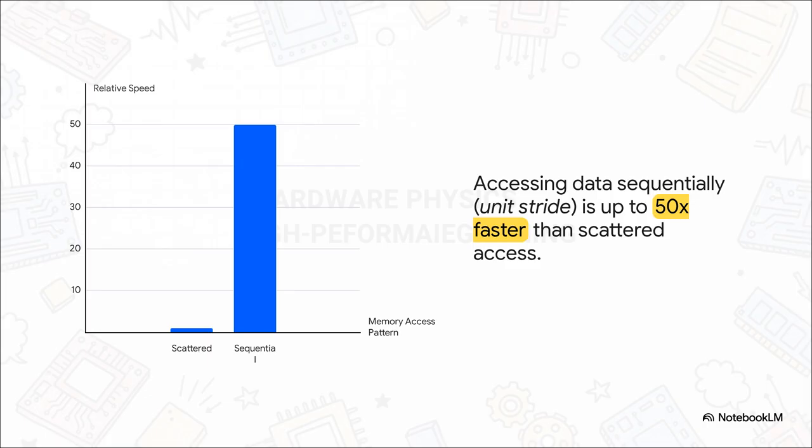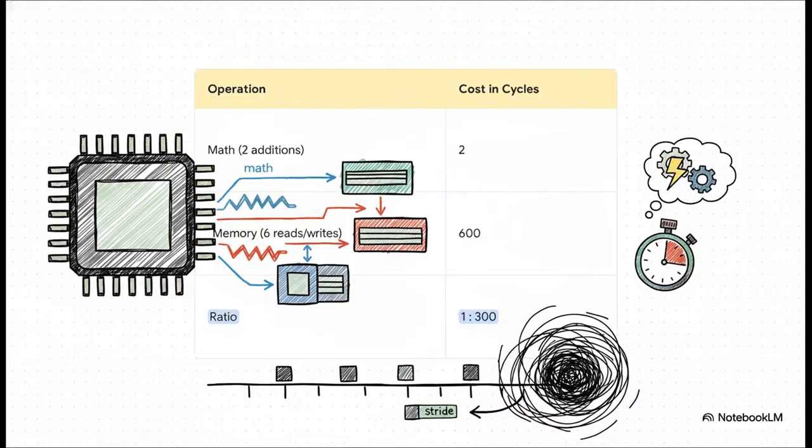But sequential access, reading one thing right after another, that's like reading a book line by line. The hardware can guess what you'll need next, and it just flies. Which brings us right to law number 1. Math is cheap, but moving data is incredibly expensive.